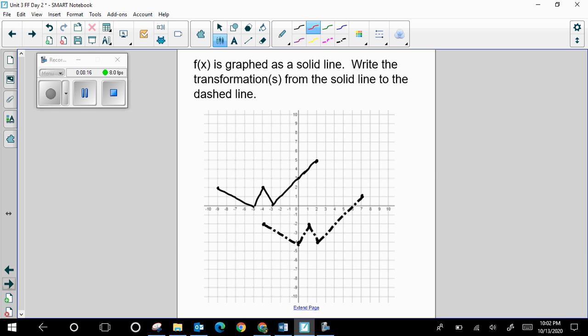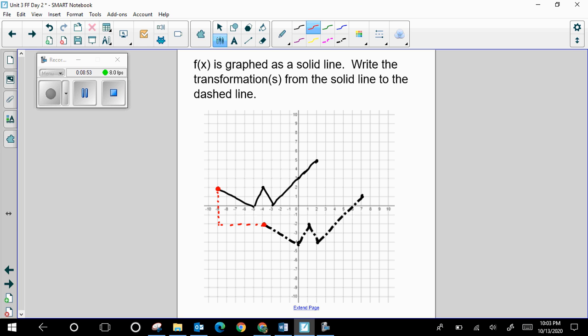Okay, so you did this back in geometry with transformations of shapes. So it says f of x is graphed as the solid line. We need to write the transformation or transformations from the solid line to the dashed line. So what happened to the points going from the solid to the dashed? So the way I do that is I simply take 2 points that are in the same position, and I look to see what happened to get from one point to the next.